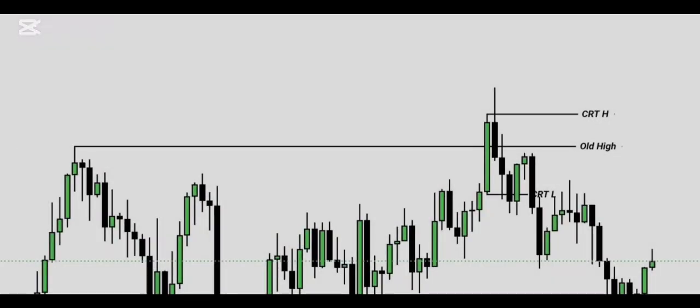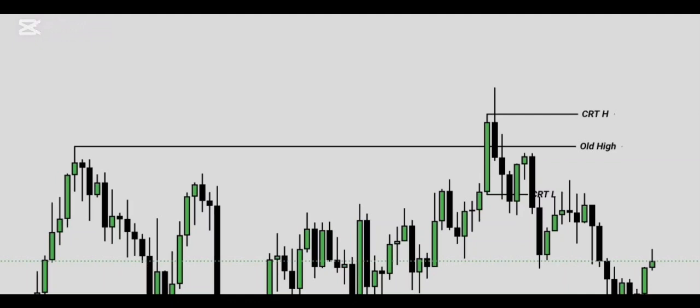Number 1 is old high, external range liquidity. As you can see in this screenshot, the candle range that I marked as my CRT is the candle that stabbed into this old high, making it a valid CRT candle to trade. Are you seeing that? So when it stabs into the old high, the next candle purges the CRT high and the price begins to retrace down.